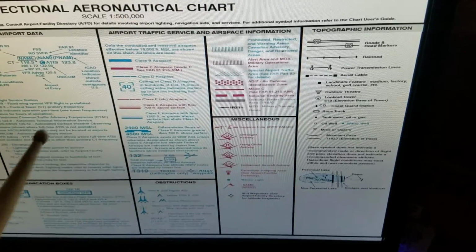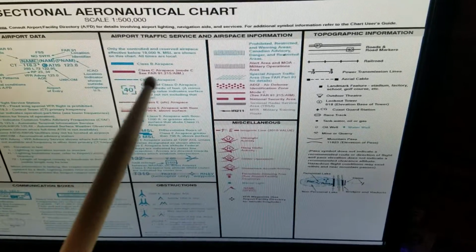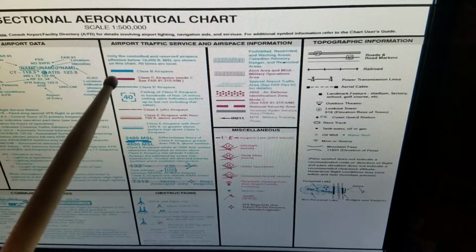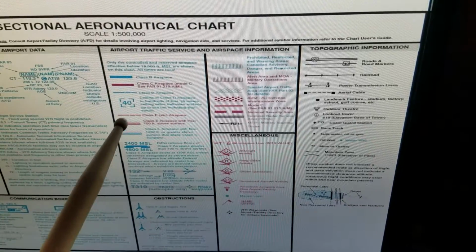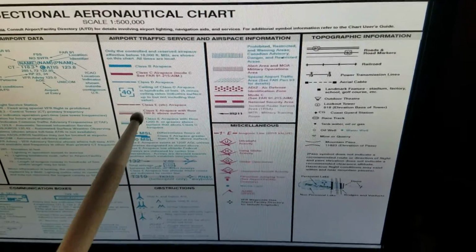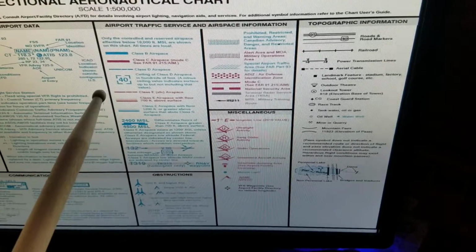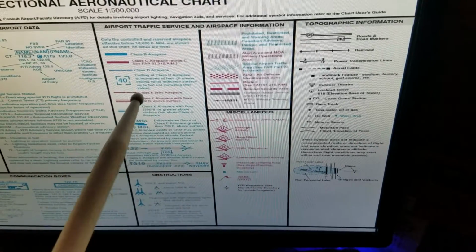Class D is segmented blue marking, and then class E is segmented magenta marking, and it says SFC.